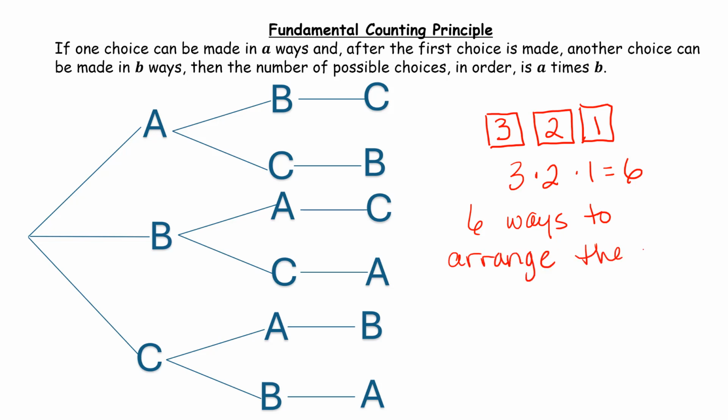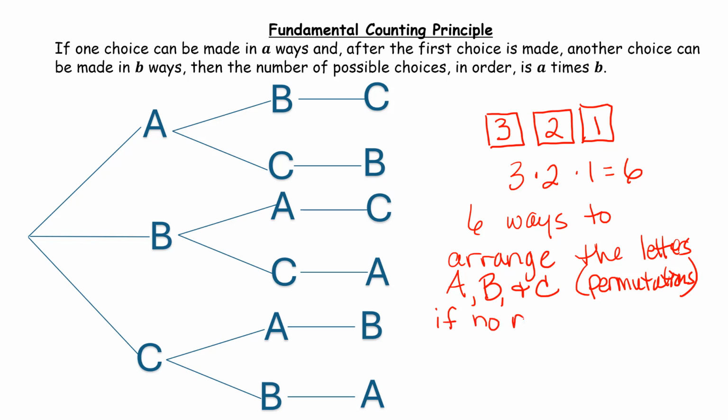The letters A, B, and C. That is permutations of A, B, and C, if no repetition is permitted. Meaning you can only use each letter once. Okay, and that is 3 factorial. 3 factorial is 3 times 2 times 1.